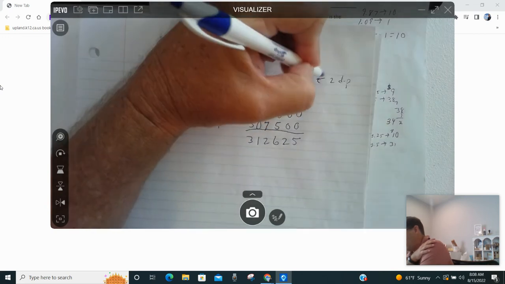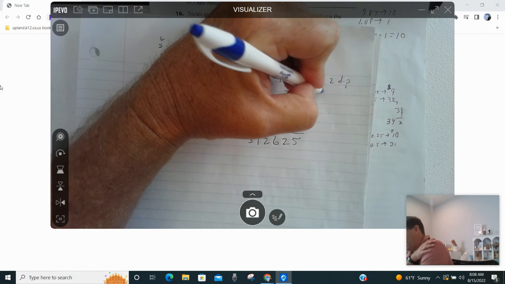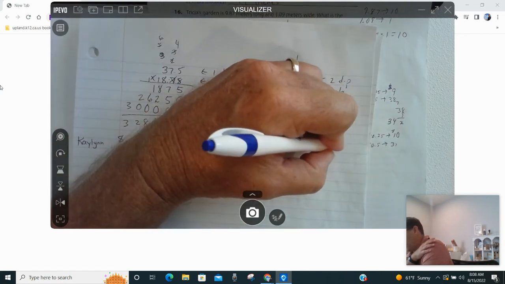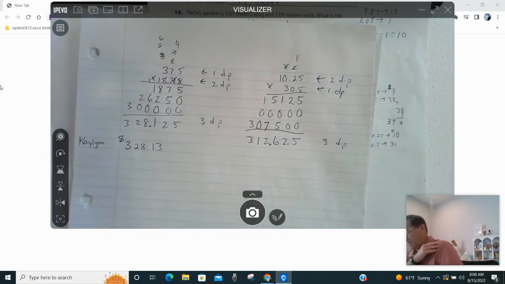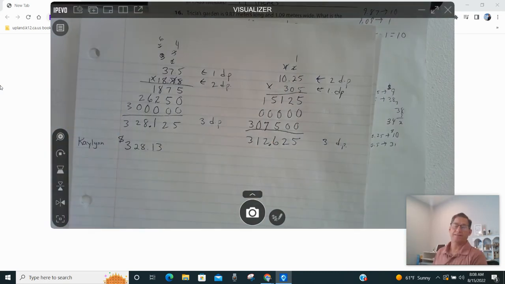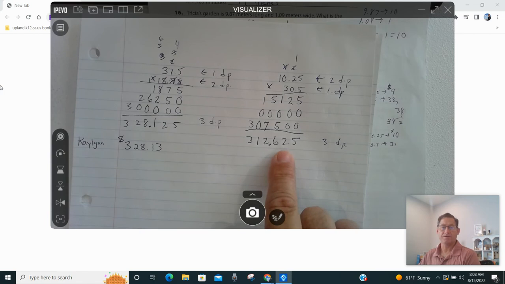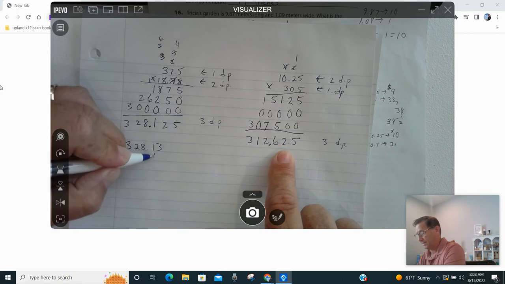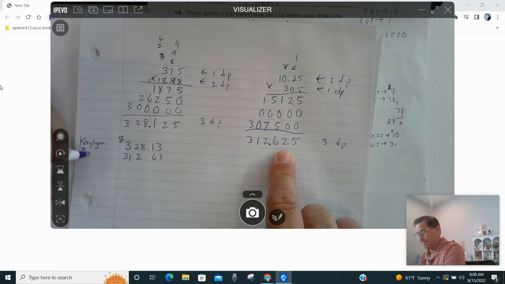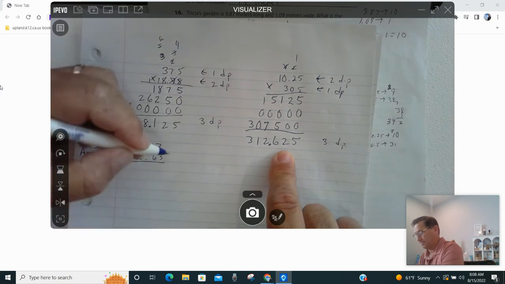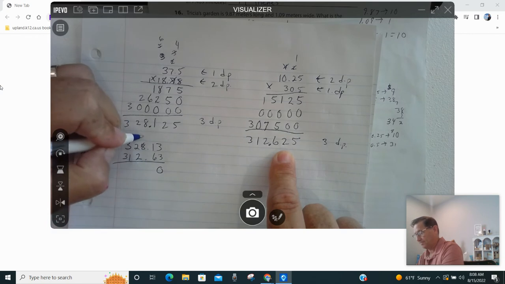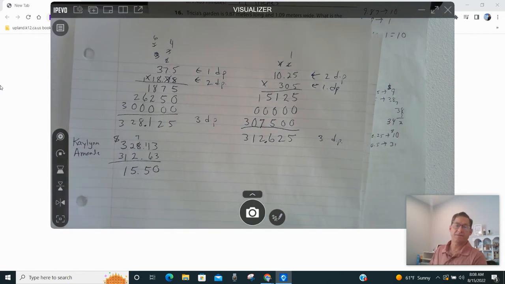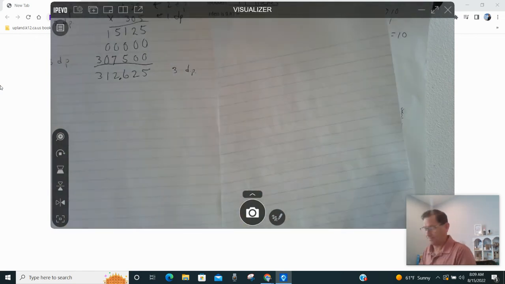Two decimal places, 1 decimal place, so a total of 3 decimal places. Okay, 312.625. We're going to round to the nearest penny. It's $312.63. So a difference of $15.50.